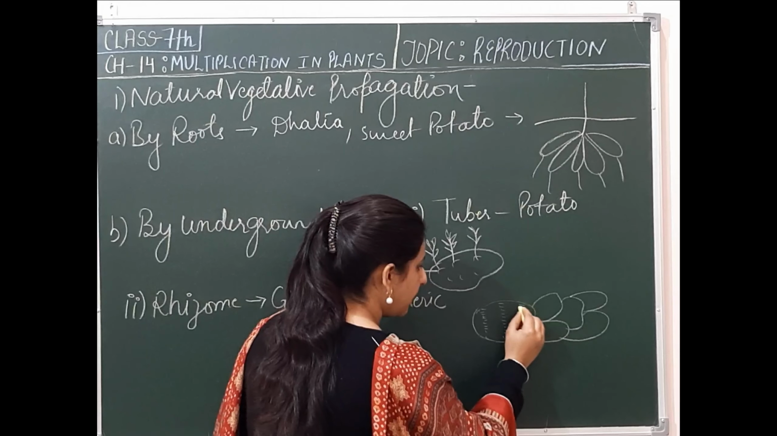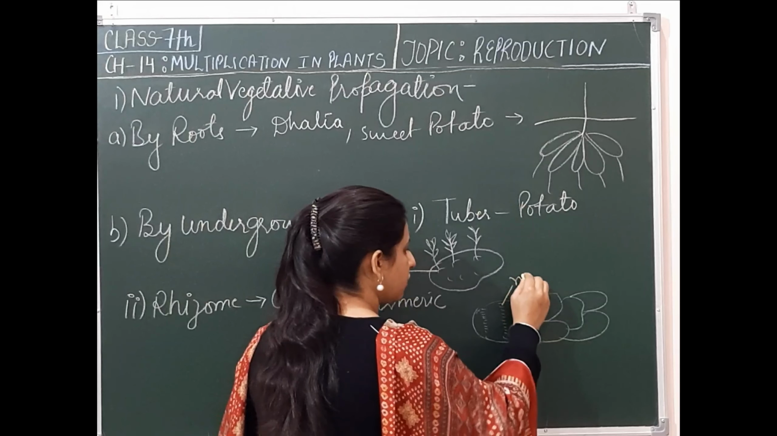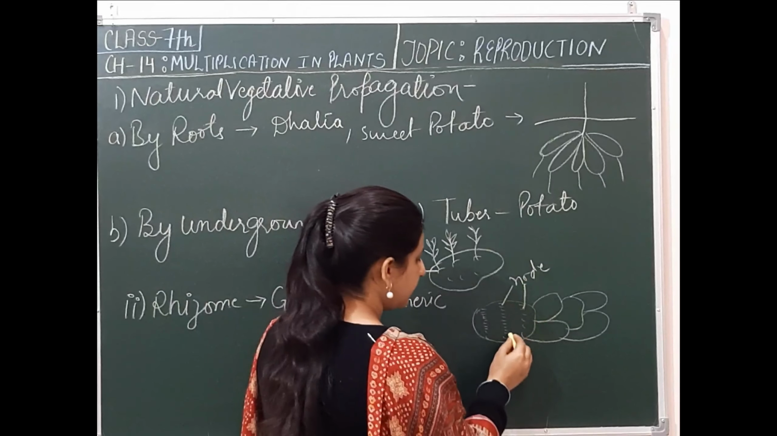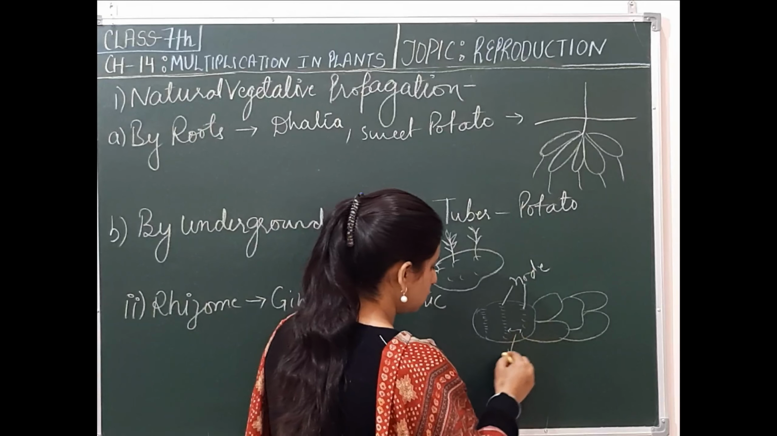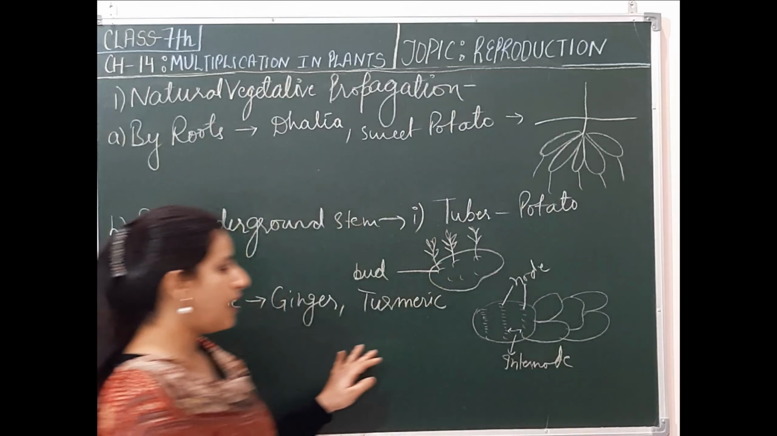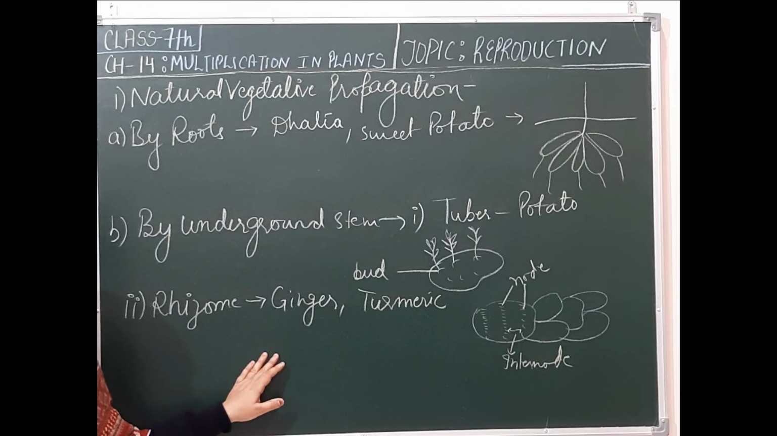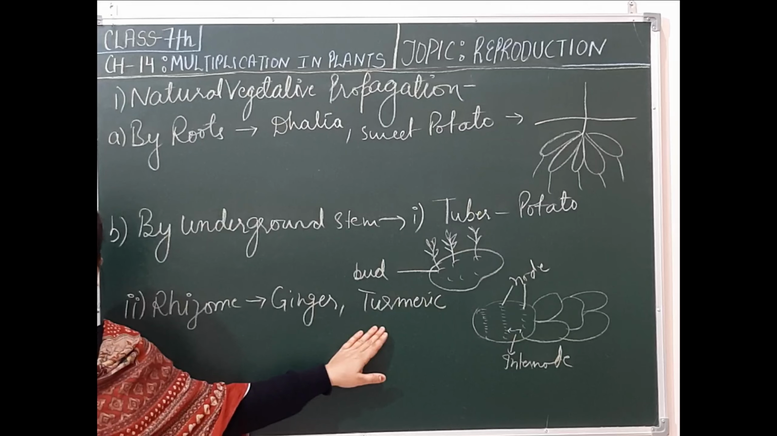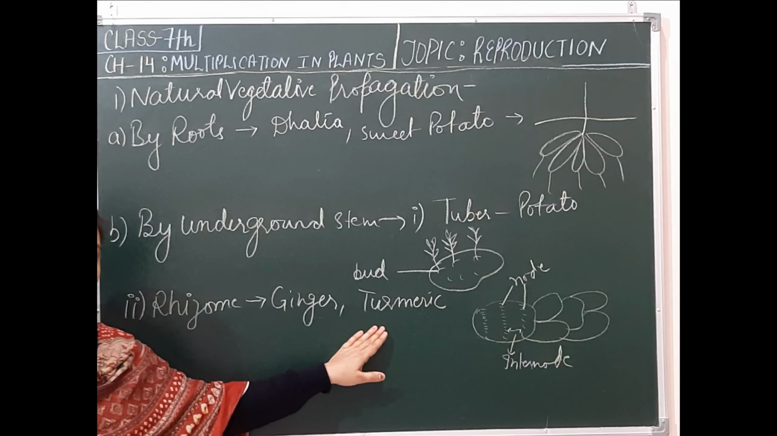Actually these fine lines are the nodes and internodes. Means if these two are the nodes, then the space between them is the internode. And we know that the stem has got the special characteristic of nodes and internodes from where the new leaves and new branches can arise. So that is why ginger and turmeric are also under the category of natural vegetative propagation through the stem.